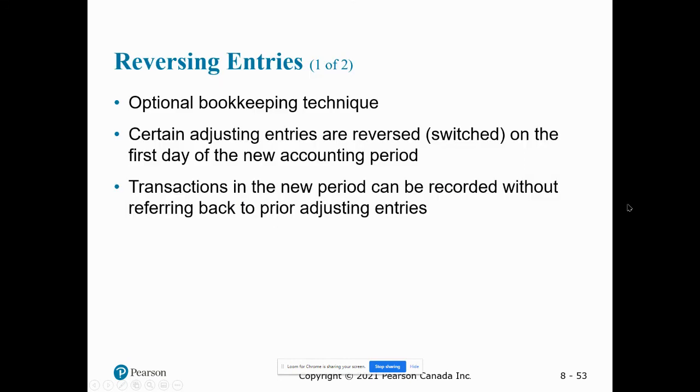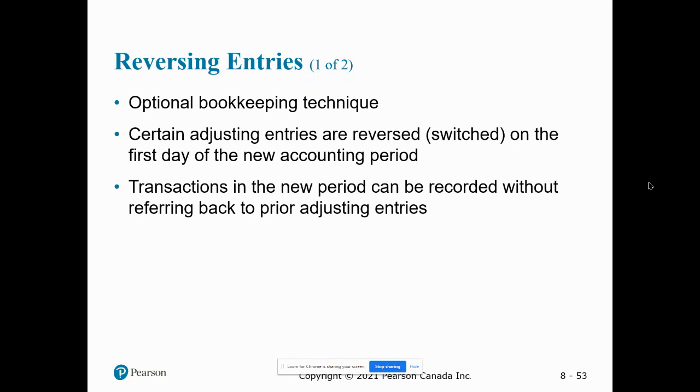The last part of this chapter deals with reversing entries, and I'm just going to quickly whip through this section because it's an optional bookkeeping technique. But sometimes what they'll do is they'll have certain entries that they'll record on the last day as an adjustment. So maybe the wages payable adjustment, the wages accrued, for example. They'll record that adjustment at the end of the year to say, at the end of the year, this is how much wages were accrued.